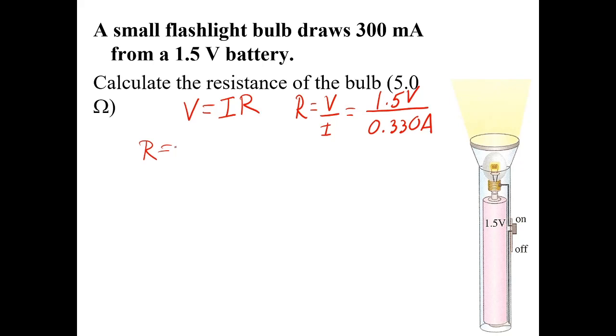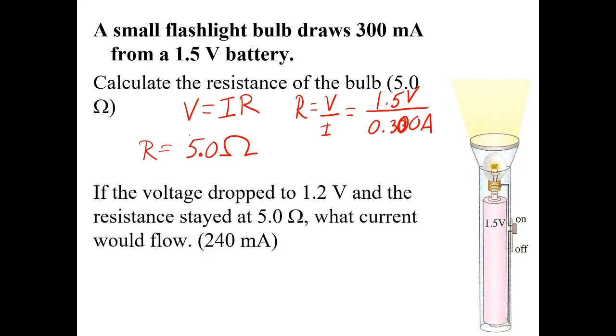And if my math is true, let's see, 1.5 divided by 0.33 is, it says 4, I think I'm getting 4.5. What am I doing? Oh, excuse me, I forgot the zero there. Little math mistake. Yeah, and it is 5 ohms. And ohms has that omega sign that we use for it.